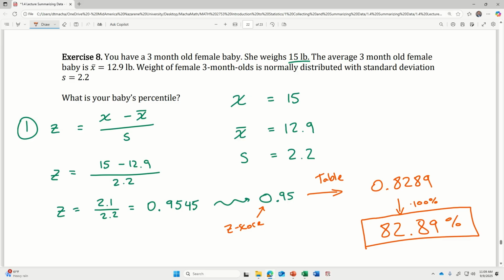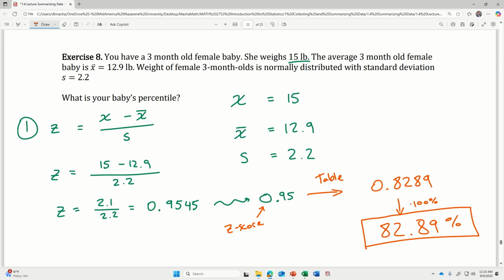So if I have a 15-pound, 3-month-old female baby, that's the 82.89 percentile for female babies at 3 months old. It's on the heavy end, but it's not the heaviest baby out there. There's still 17% of babies that are heavier than that one.